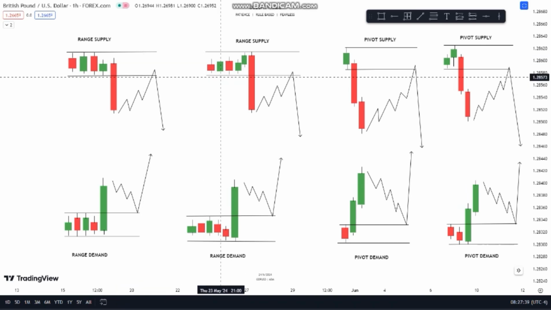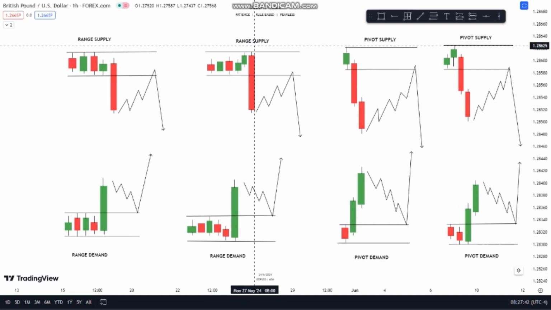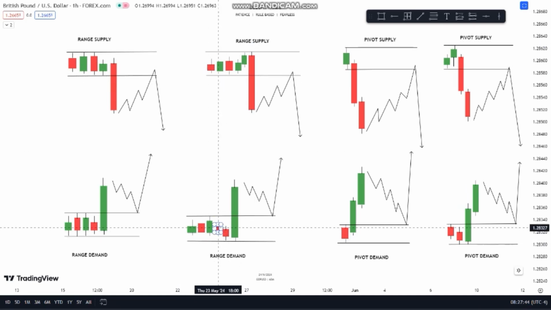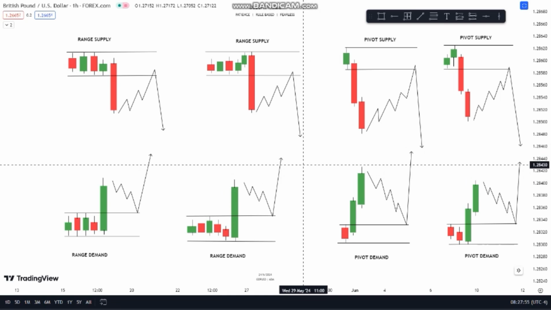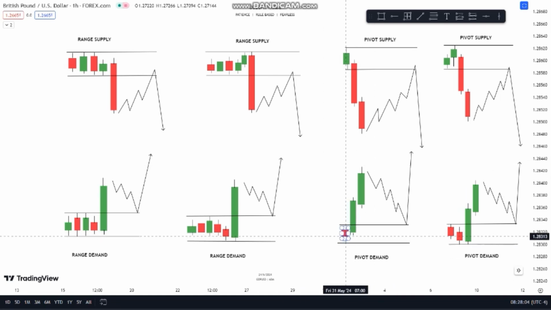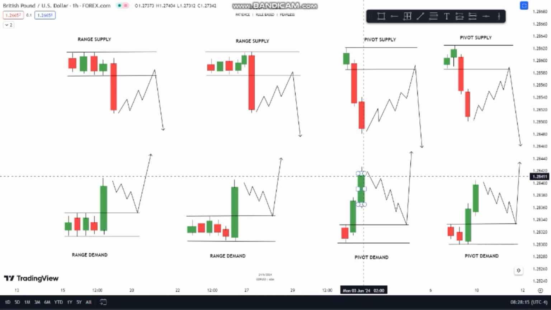So let's move on, and again, here is another example of range supply, another example of range demand. So let's move over to pivots. Pivot demand is when you see a short move towards the downside followed by a rapid expansion that would create a pivot demand. So as you can see here, we had the short move, which is a short sell here, before a rapid expansion towards the upside.